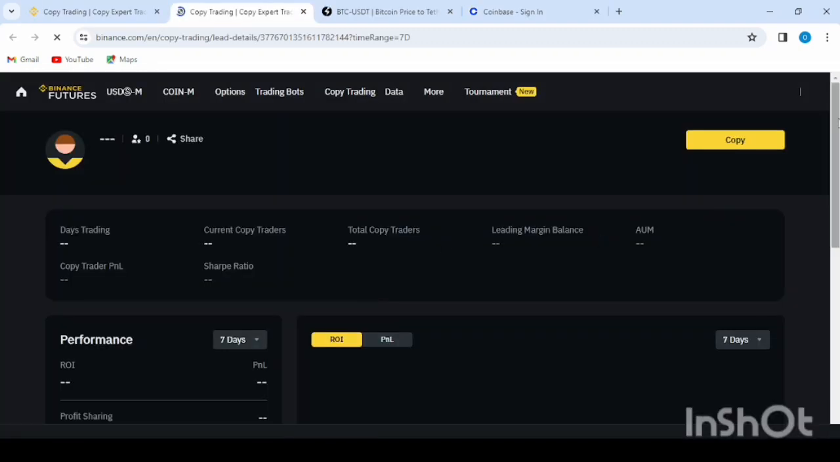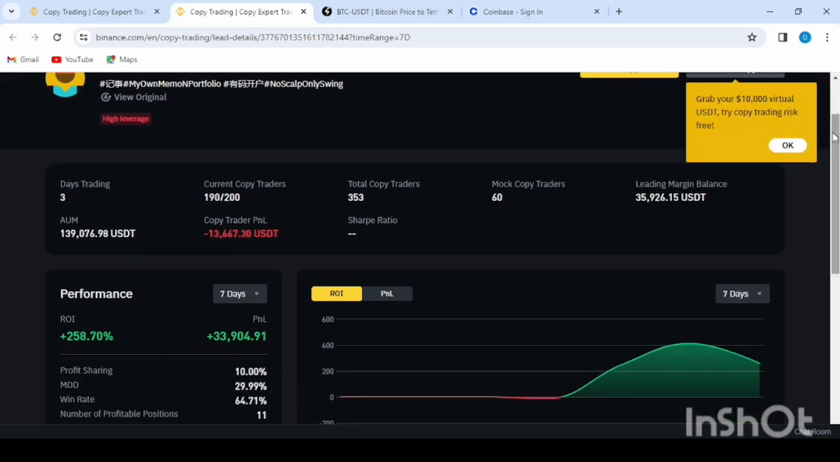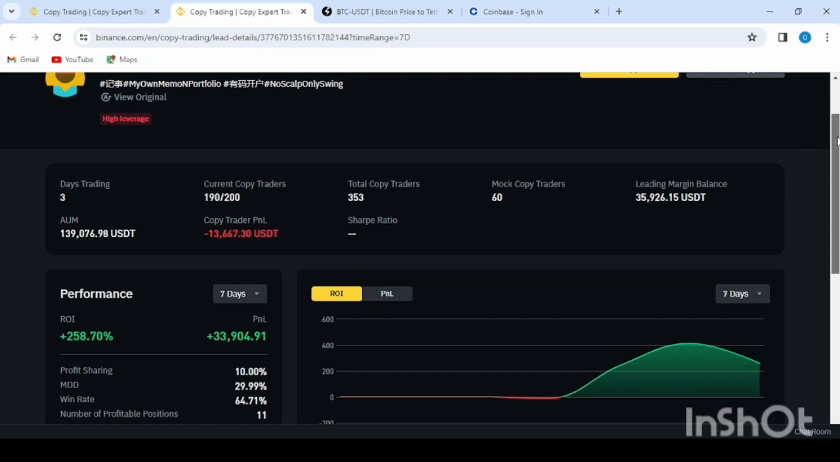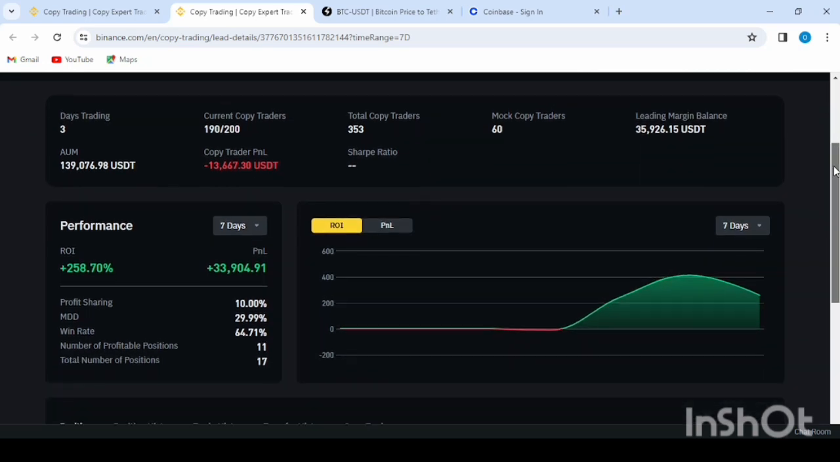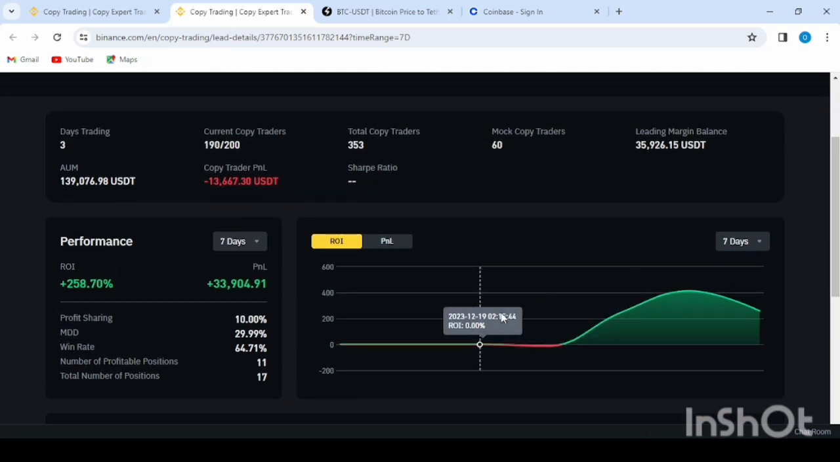All right, so let me click on this guy to see more about him. Okay, now as I've clicked on this guy to see more about him, if I want to copy him, I will click here, but let's still look around to see what's up with his trading. Now look at his performance. Now he's currently on a trade, and the number of positions the person open, that's the number of trades that are running for him, is about 17, and the number that are currently profitable are 11, amounting to a 64% win rate. All right, so that is it for this person.